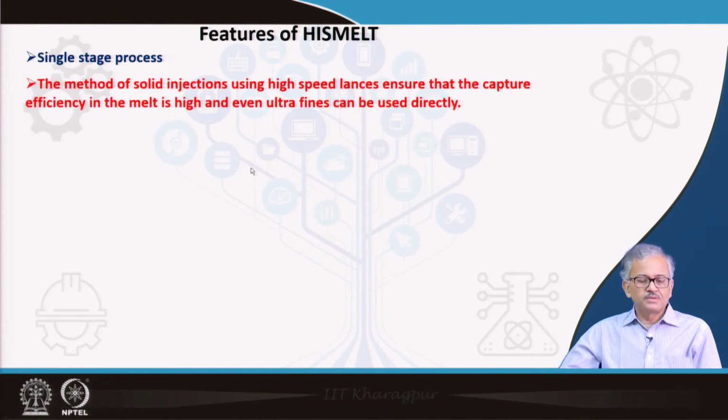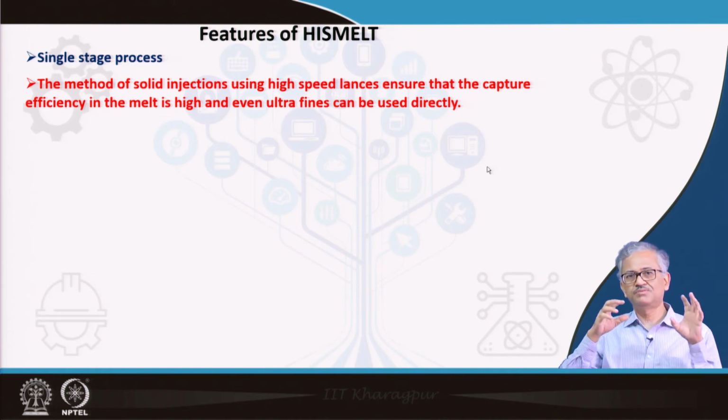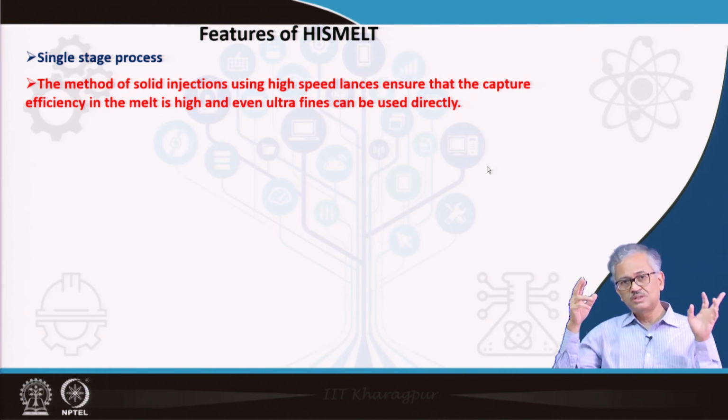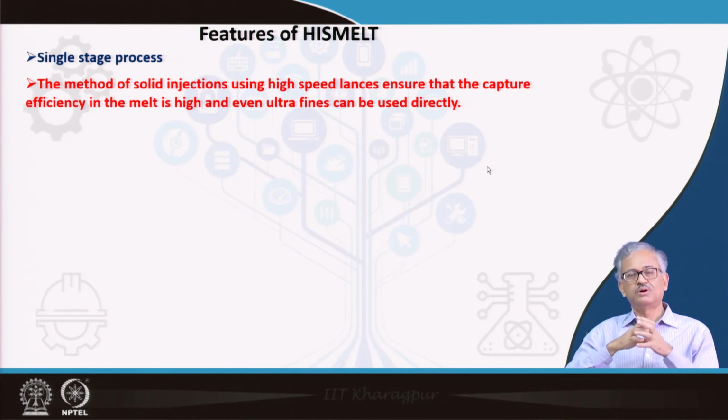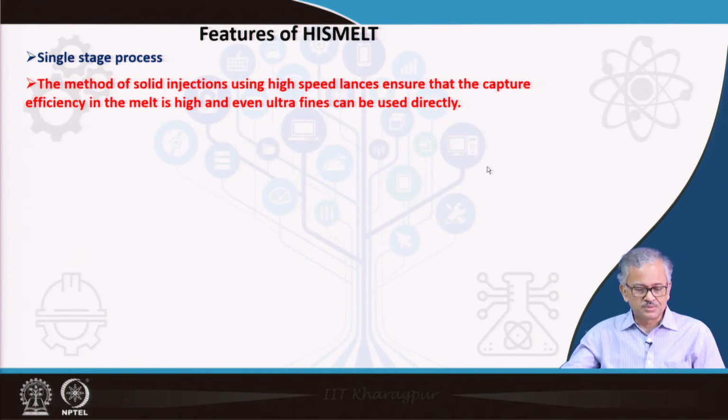As I said, the method of solid injection using high speed lances ensures that the capture efficiency in the melt is high, and even ultra fines can be used directly. So ultra fines you can use directly. Usually the fines melting is the problem. If you dump it, it will never melt very efficiently. That is why in the Finex process, they basically break it and put it into the hot metal, liquid iron. In this case, you are injecting it. If you inject it, you can directly inject the very fines, ultra fines also, and then melting will be much faster.